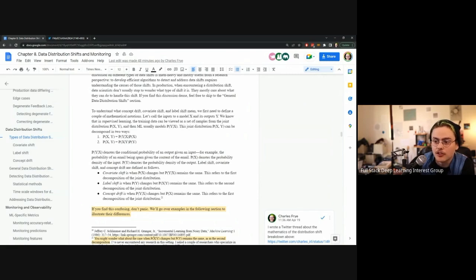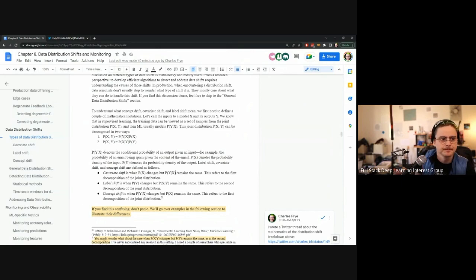You can usually check whether P(x) is changing and whether P(y) is changing. You can check P(x) by looking at the data that you have. If you have labels, you can look at P(y) and figure out whether it is changing. But you don't know what's happening with P(y|x) and P(x|y), the conditional distributions. That makes it hard to use this typology of distribution shifts to solve a problem you're encountering in your production machine learning system. Any questions or comments on the distribution shift?